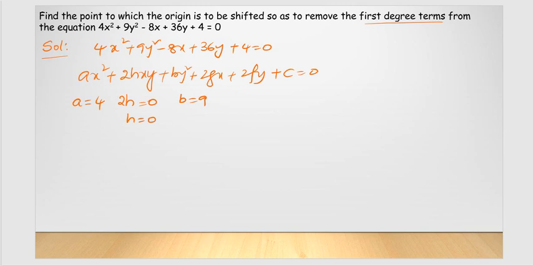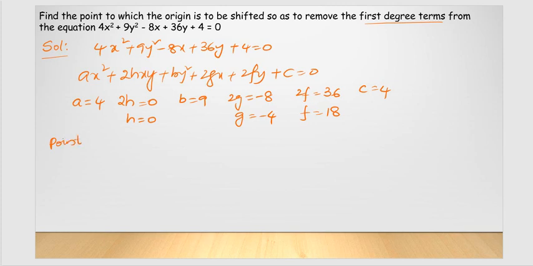So these all are nothing but comparisons, right? Next, 2g is equal to the x coefficient, which is −8. So from this g is equal to −4. Next, 2f is equal to 36. So f is equal to 18. Next, the constant c is equal to 4. So from the equation we have obtained all the values, right? Now the next thing we need to do here is write down the shift in origin point.